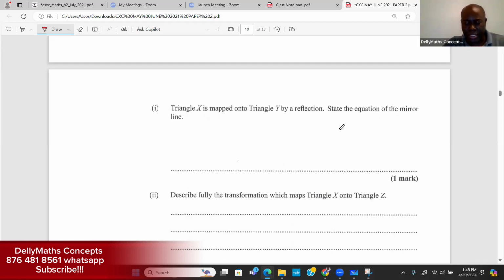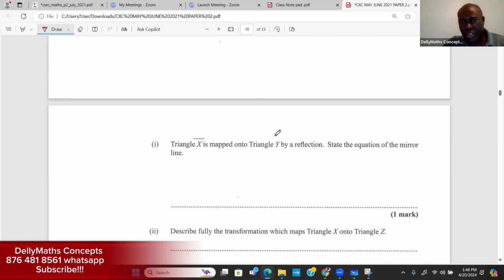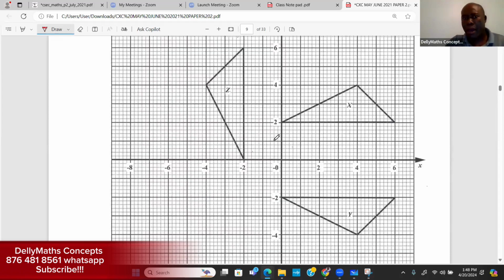All right, so they want us to state the mirror line. So again, we're focusing on X onto Y. All right, so you're looking at X onto Y. So here are the triangles that we're looking at.